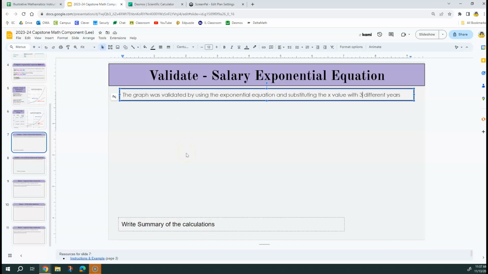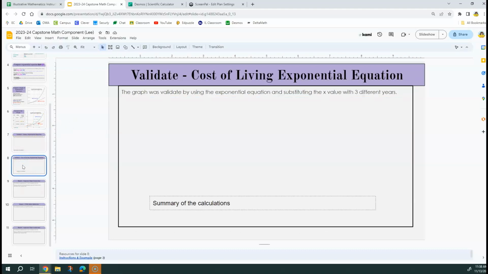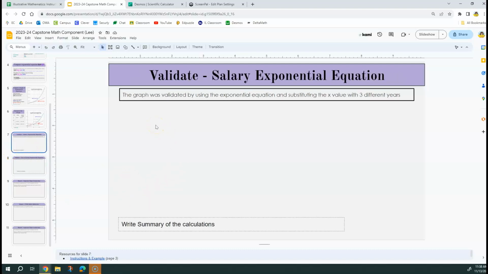Hello, everyone. We're going to be working on slide number 7, which is titled Validate Salary Exponential Equation. It looks really similar to slide number 8, but slide number 8 is Validate Cost of Living Exponential Equation. So please make sure that you are on slide number 7.